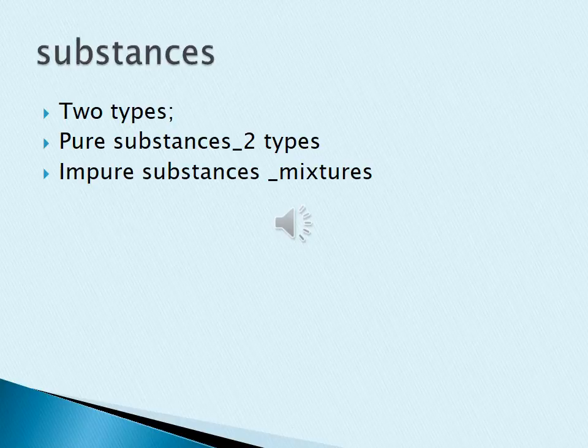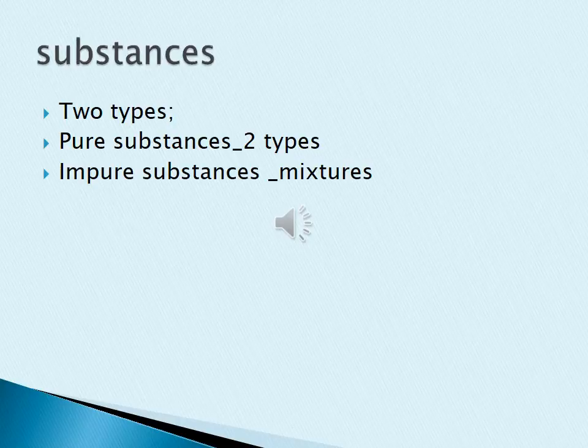The next, for mixtures, is air. We know air is a mixture of gases: oxygen, carbon dioxide, nitrogen, and inactive gases. So the mixture example is air. A mixture retains the properties of the different elements or compounds.